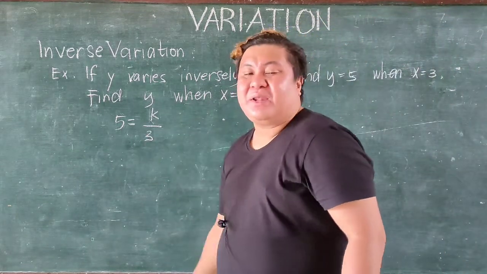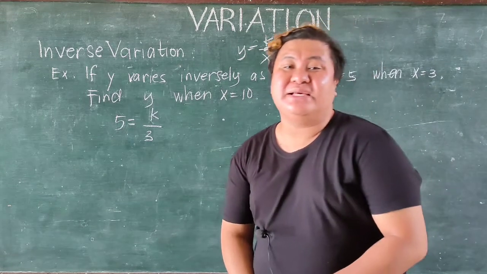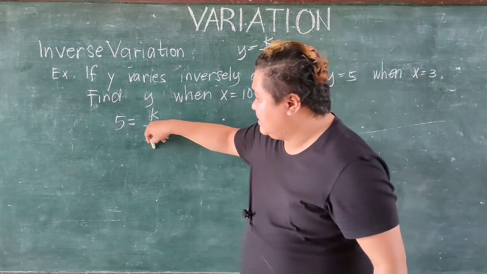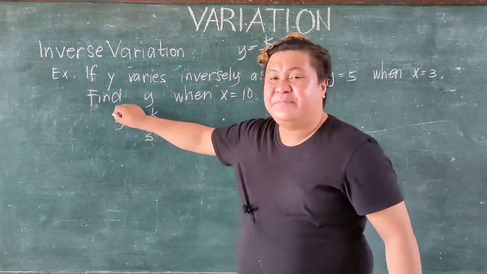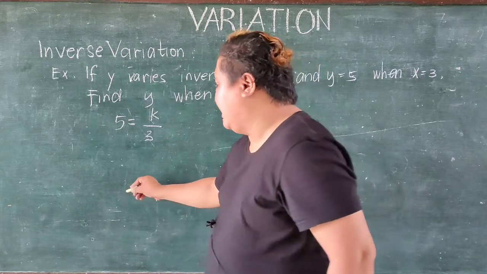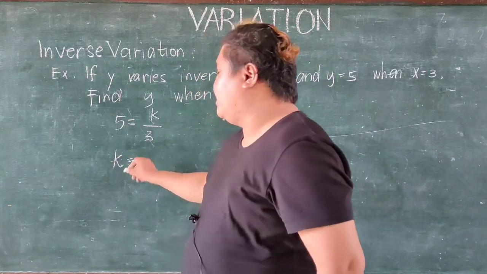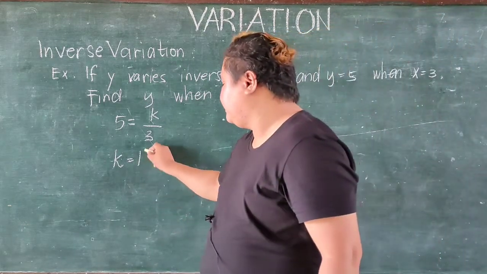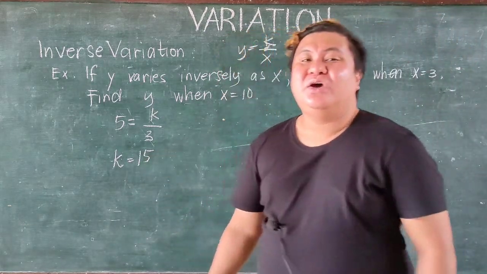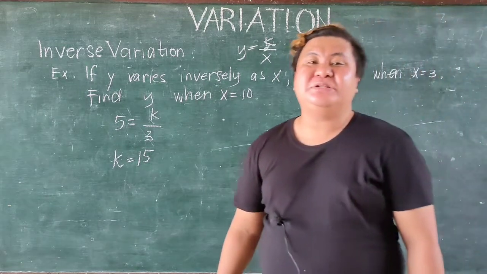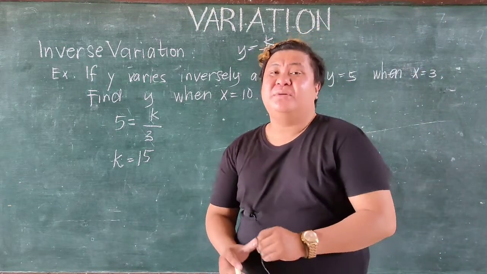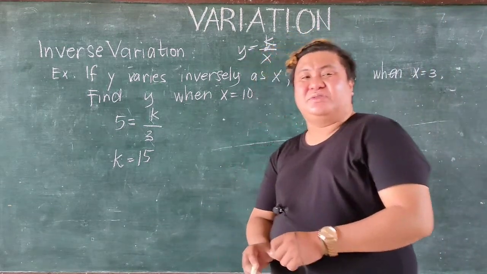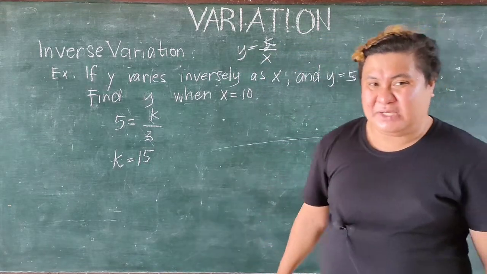Next, we have to do a cross multiply. We multiply by 5, so your k now equals 3 times 5, which is 15. Actually, you can multiply both sides by 3 also. But for this, we're just going to use cross multiplication.